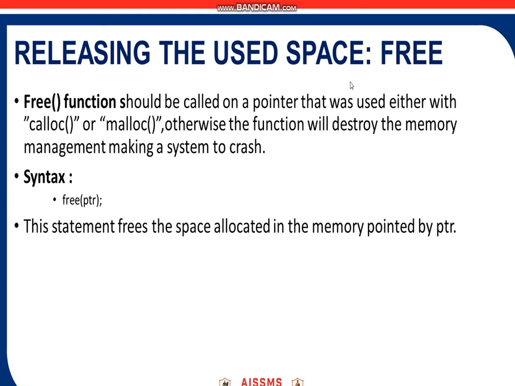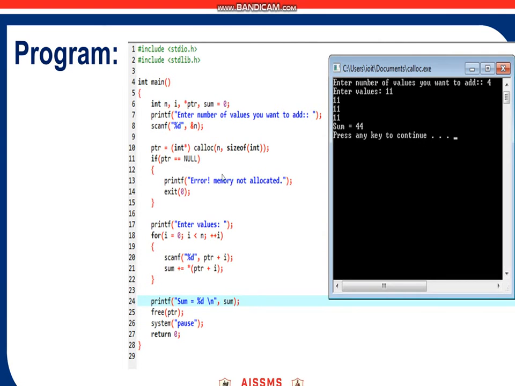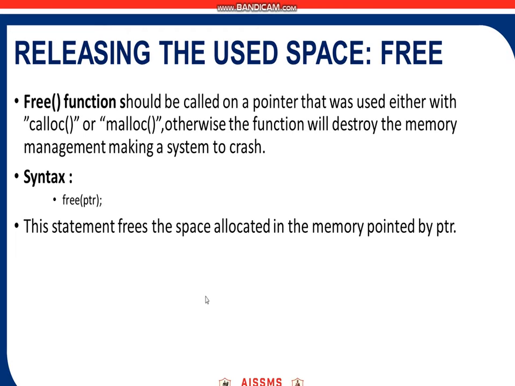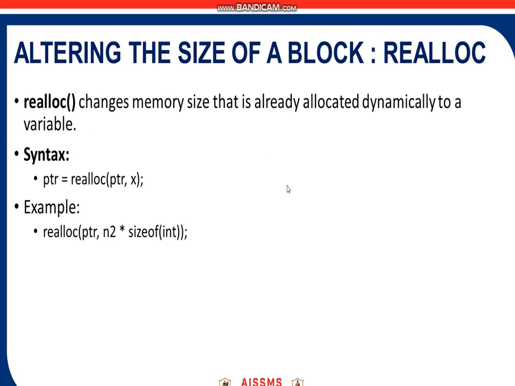Okay, next, releasing the used space. Here we use the free function, which should be used on a pointer that was used with either calloc or malloc. In the previous program you can see the pointer mentioned here is freed by the function free, so we can free that memory too. The syntax is free(ptr). This statement frees the space allocated, the memory pointed to by ptr.